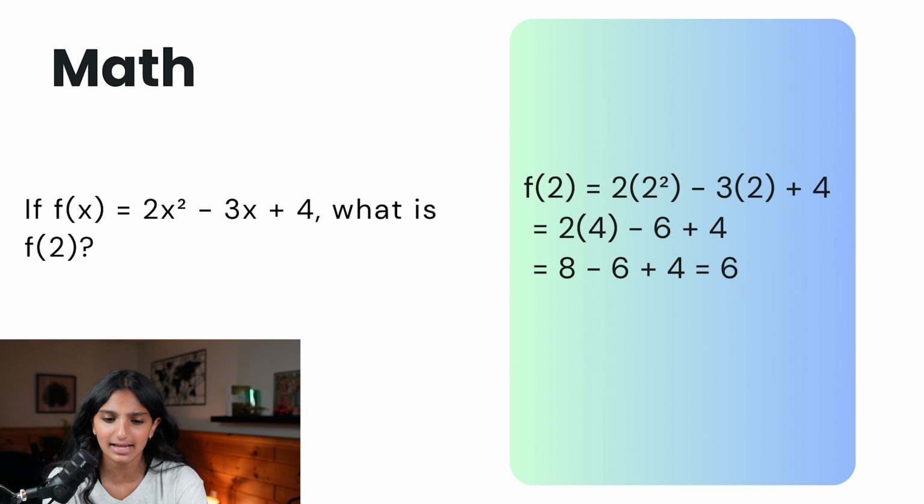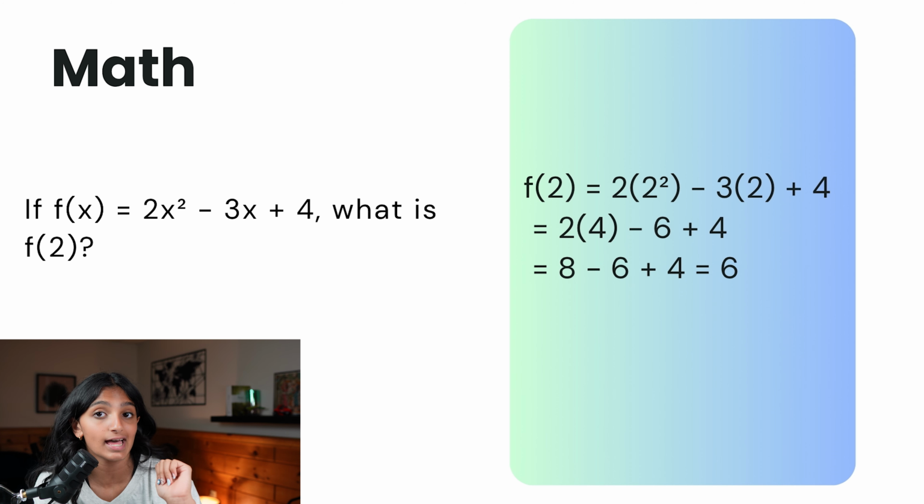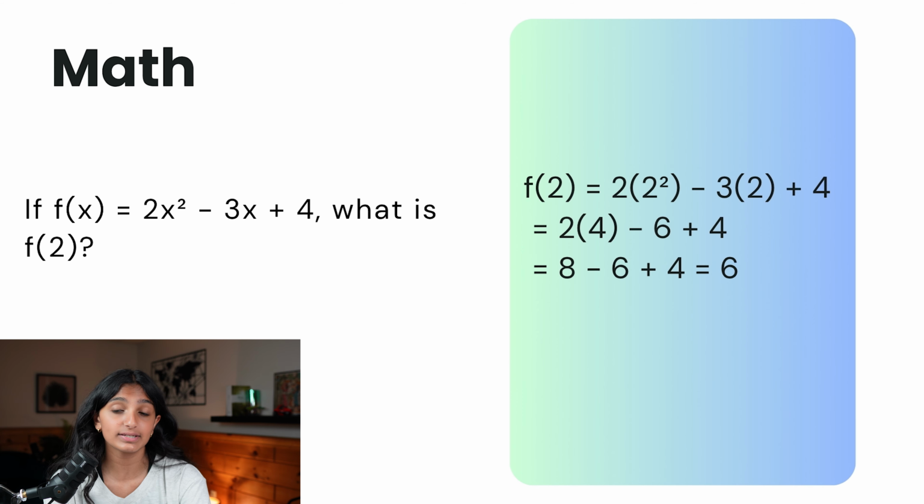Let's go through this step by step. f(2) is equal to 2 times 2 squared minus 3 times 2 plus 4. We plug in 2 where there's x because f(x) is f(2), so 2 is equal to x. That brings us to 2 times 4 minus 6 plus 4. Then we keep combining. 8 minus 6 plus 4 is equal to 6. Make sure you use PEMDAS and do everything in order or else your answer will get messed up.